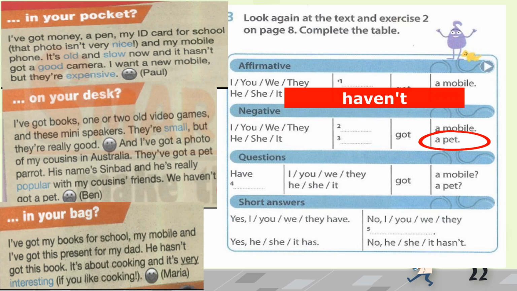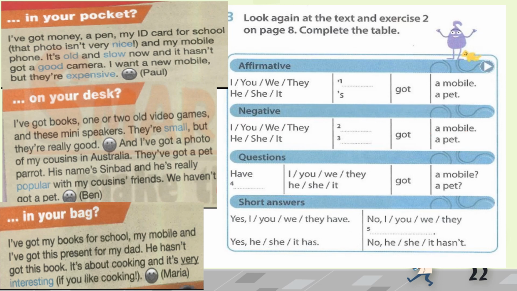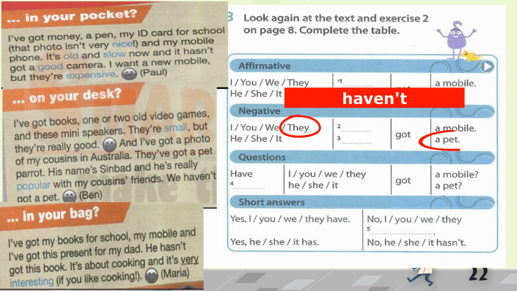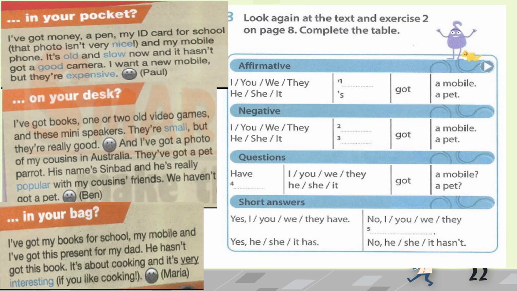And for number 3, you can see from number 1, 2, and 3, all of them didn't have a pet, right? So you can say here, they haven't got a pet. Okay, for number 4, we can see here, have they got a mobile? Why have they got a mobile? Because it's a question, so we can make a question, have they got a mobile? Why have? Because there are more than one.